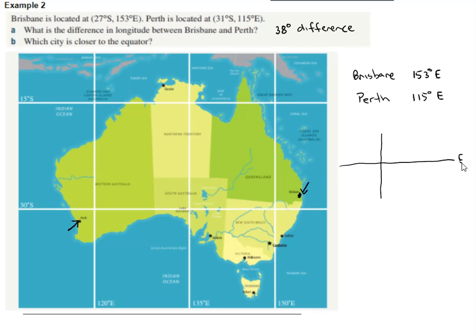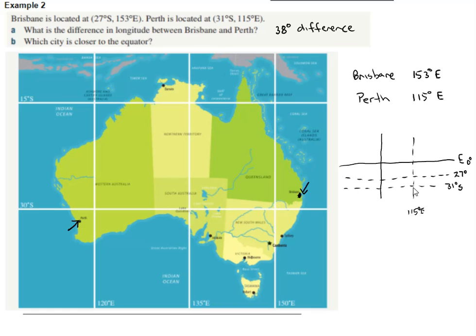Okay, here's our equator, E for the equator, that's at 0 degrees. Now, let's look at our latitudes. We have got Perth at 31, so let's put a line here at 31 degrees south. Okay, and here we've got Brisbane is lying along the 27 degree one. If you want to put these ones in, you can, but it's not really relevant to our question.